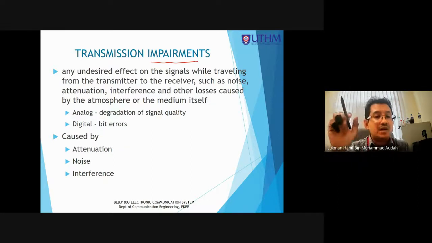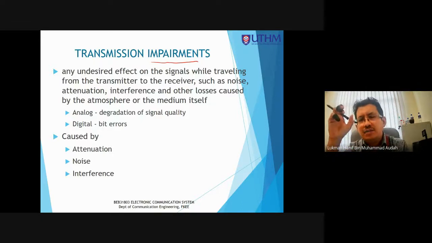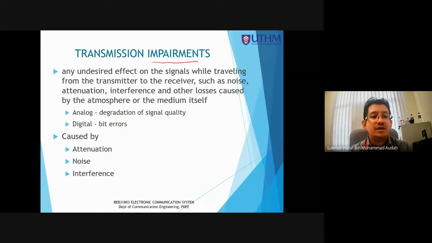Apakah perkara yang mengganggu signal yang dihantar ataupun degrade the quality of the signal? What are the things that impair the transmitted signal or degrade the quality of the signals? Okay, so these impairments, any undesired effects on the signals that we transmit while it travels from transmitter to the receiver, such as noise, attenuations, interference, and other losses caused by the atmosphere or the medium itself. Ini dia punya maksud impairments.